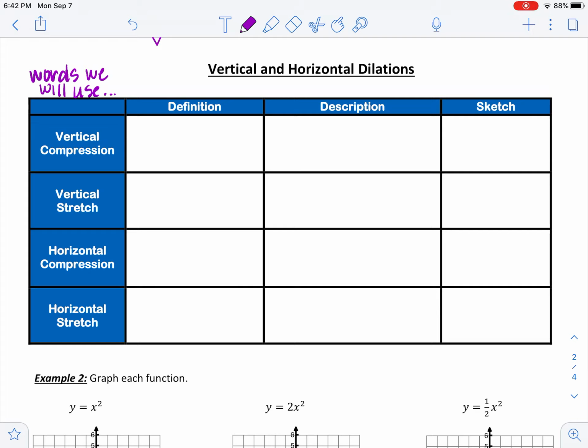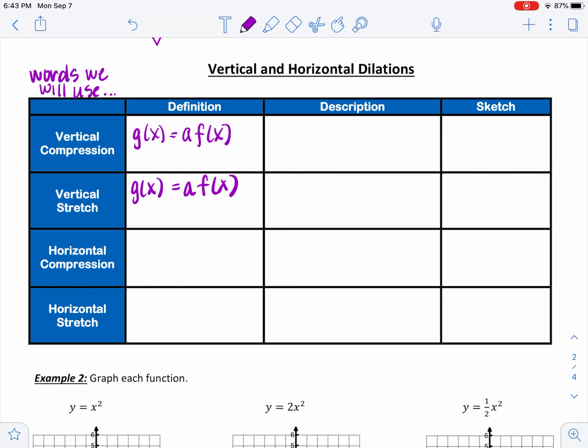Okay, so let's talk about a vertical compression. So first off, we're going to use g of x once again, equals. You can tell that there is a vertical compression because there will be a coefficient in front of your parent function. Okay, same thing with a vertical stretch. There will be a coefficient in front of your parent function.